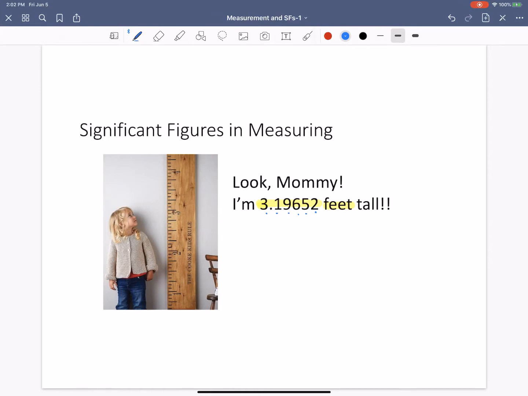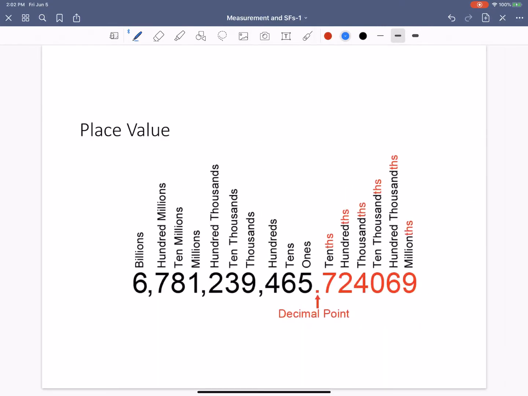Probably not. This little girl, looking at her height in a growth chart, is more than 3 feet tall. But do we really know to the tenths, hundredths, thousandths, 10,000ths, 100,000ths, do we really know all those digits are accurate? No. So let's start by considering the correct number of digits in a number.